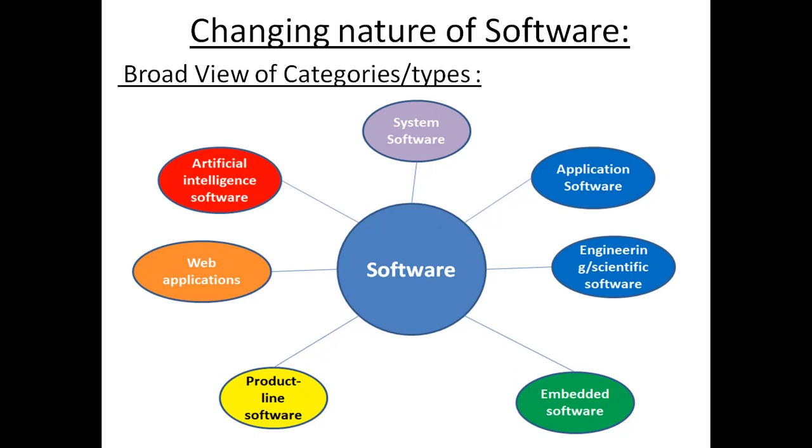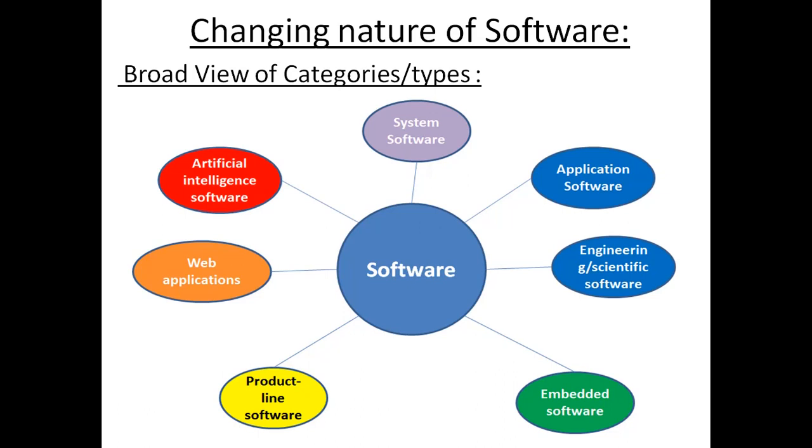Next is the food factories, in which the food from raw material to the final touch is all done by some software, or by some robots which are handled by some software. So these are the examples of the product lines. Next is web applications. These are the familiar applications we are using nowadays, and those are nothing but Chrome, in which we are using Google browsers, Yahoo, Bing, etc.